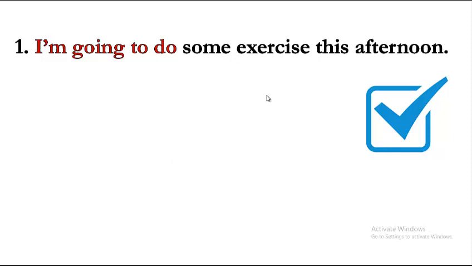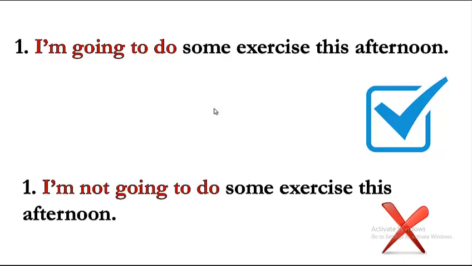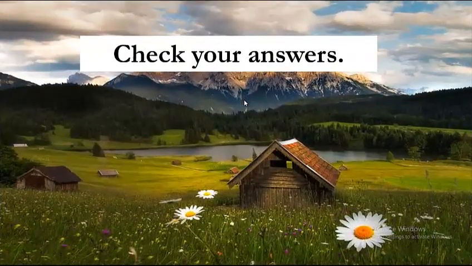Now, my dear students, look at these sentences. I am going to do some exercise this afternoon. I am not going to do some exercise this afternoon. Here, my dear students, to form the negative with going to, we change am into am not, and we change is into isn't, and we change are into aren't. Let's see.